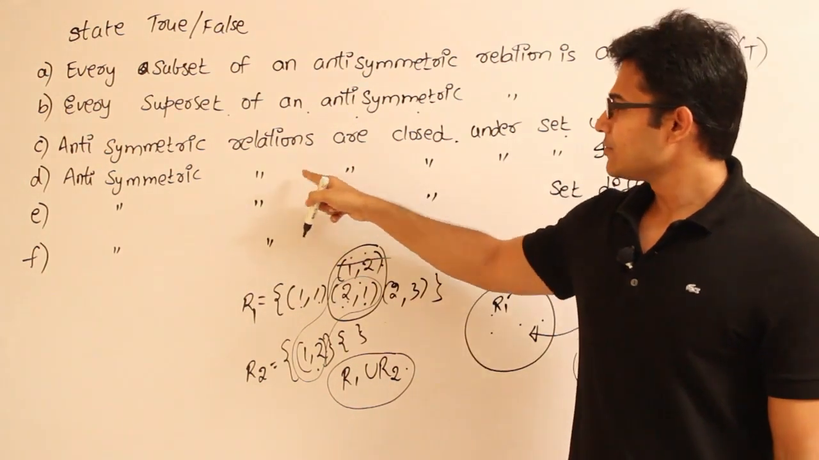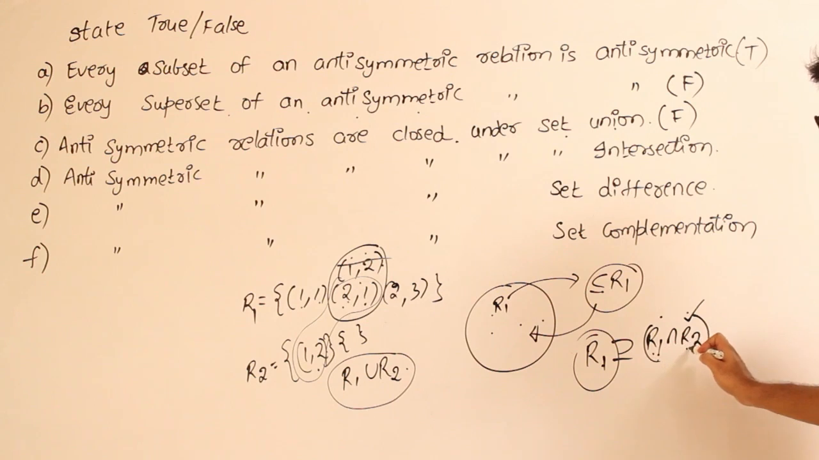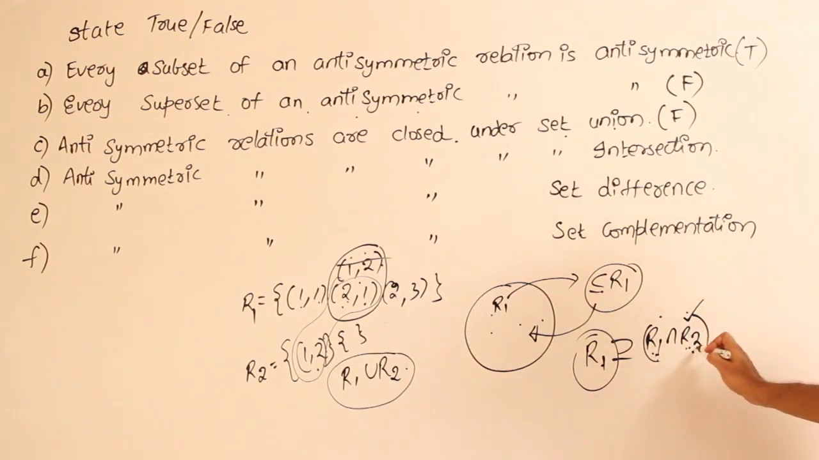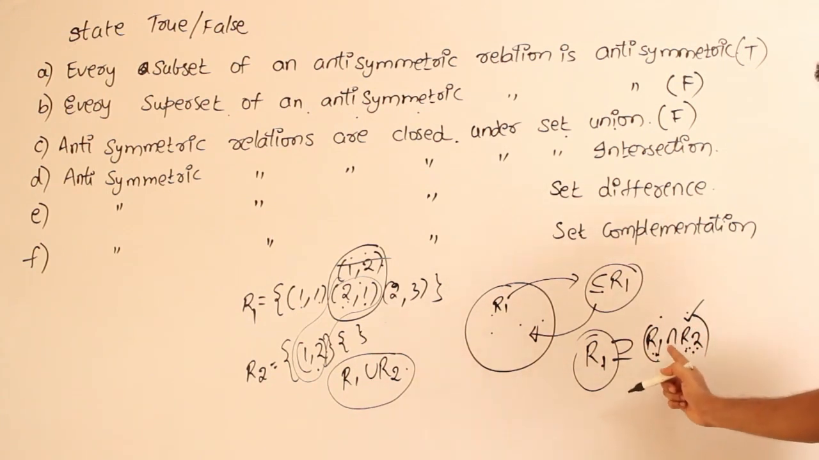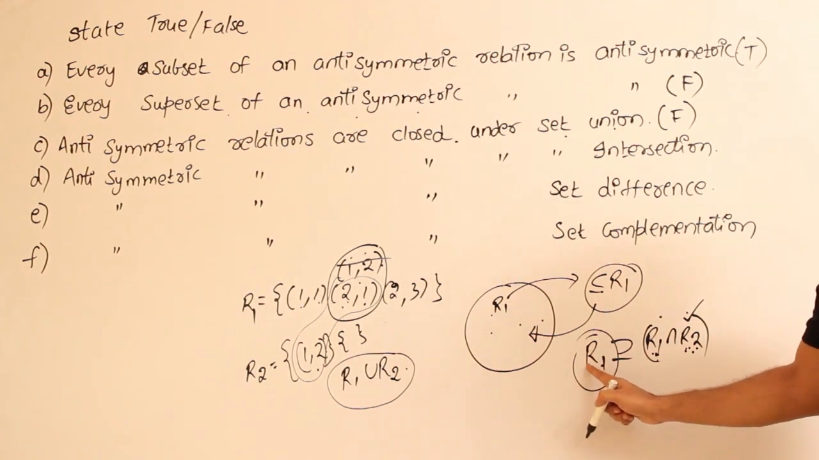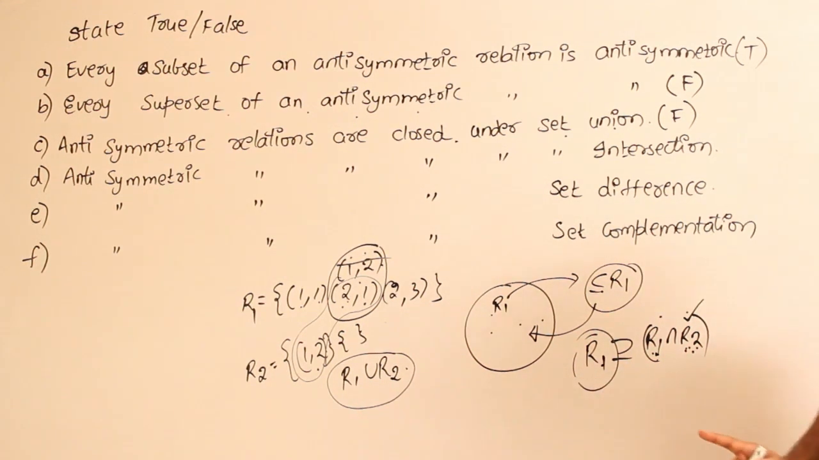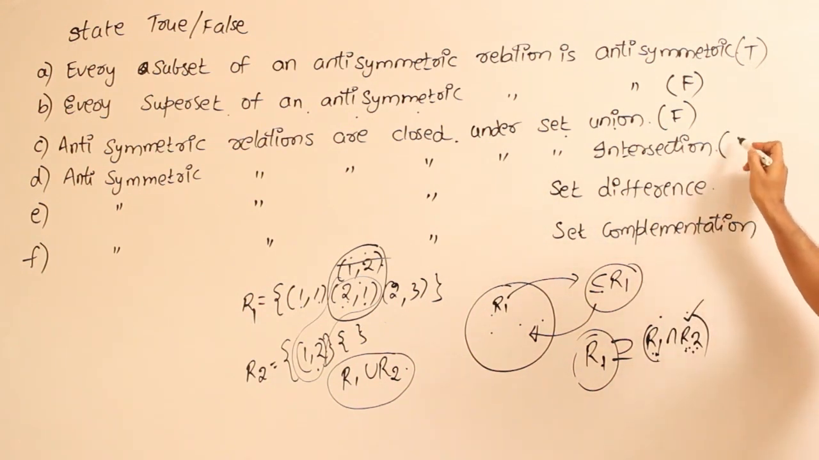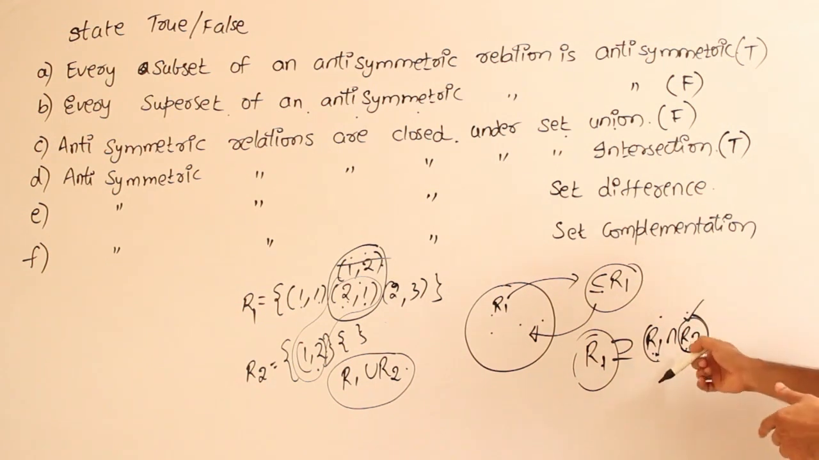So, antisymmetric relations are closed under set intersection, which means if I have two antisymmetric relations R1 and R2, then R1 intersection R2 is also antisymmetric. This is right, because R1 intersection R2 happens to be a subset of R1, which is already an antisymmetric relation, and we have already shown that every subset of an antisymmetric relation is antisymmetric. Therefore, we can say that this is closed under set intersection. I hope you are getting this, right? You need not worry whether R2 is antisymmetric or not. So you can even extend this question.